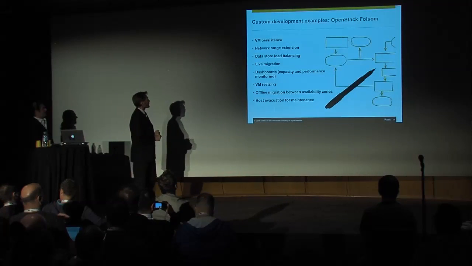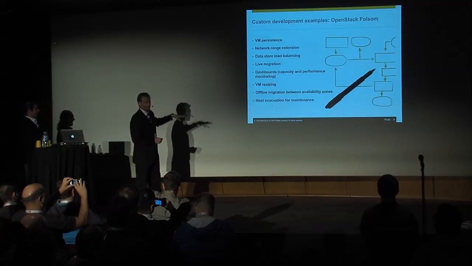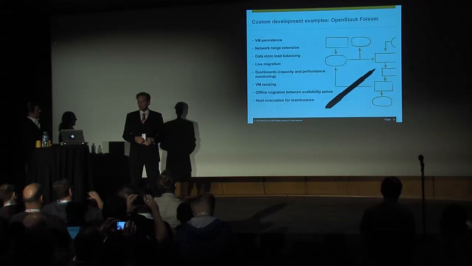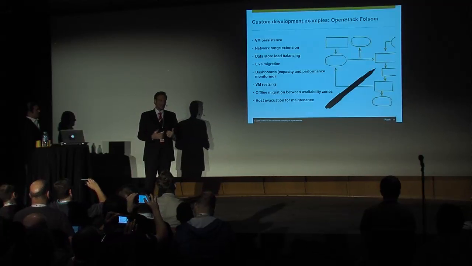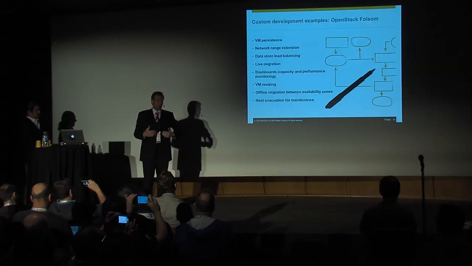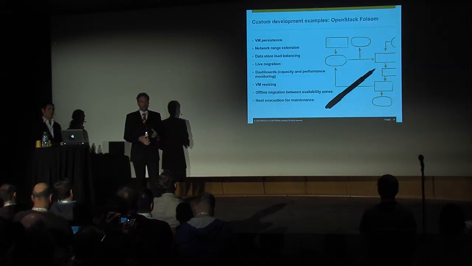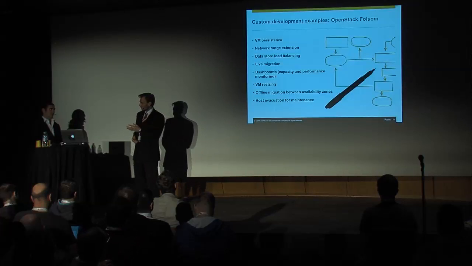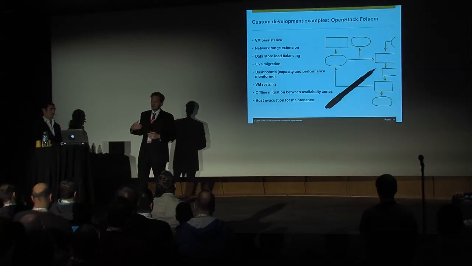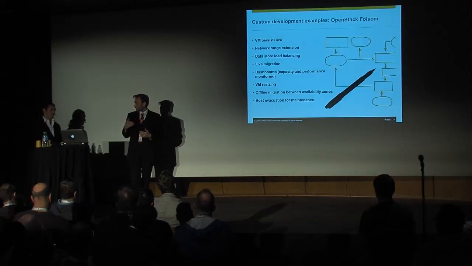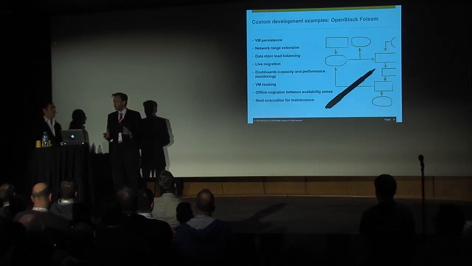So what were these custom developments? I want to go through these very quickly. VM persistence is important for us because many times as SAP customers, our internal and external SAP customers need to have VM persistence to start, stop, reboot VMs. As far as I remember, by default, OpenStack, when you reboot or when you delete a VM, at least in the early days, I think they got deleted. So there was no reboot.